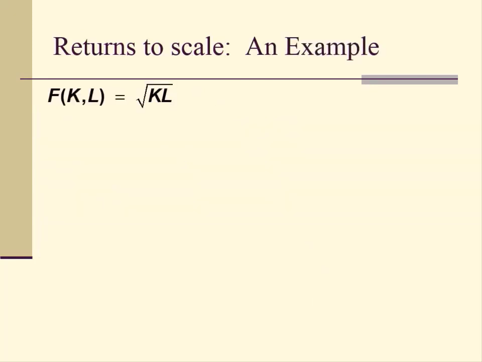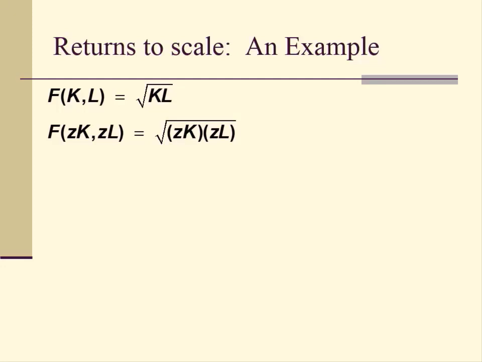Now let's look at an example. Let's suppose the production function F of K and L equals the square root of K times L. And now let's multiply both K and L by Z. So if you multiply the inputs by Z, you can substitute into the equation. Under the square root, now K is replaced by ZK and L is replaced by ZL.